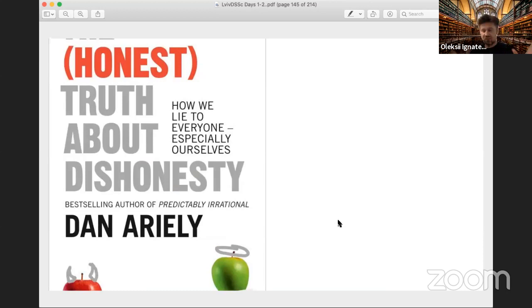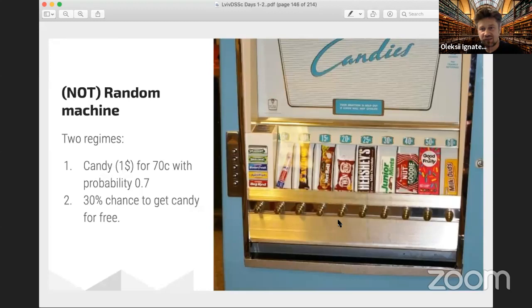Also, a very nice and interesting book, The Honest Truth About Dishonesty by Dan Ariely. I already told you about this author, and his field is research about irrationality, how people behave in different situations, how they cheat with rules and so on. He made some very interesting experiments, and I will tell you about one of them.